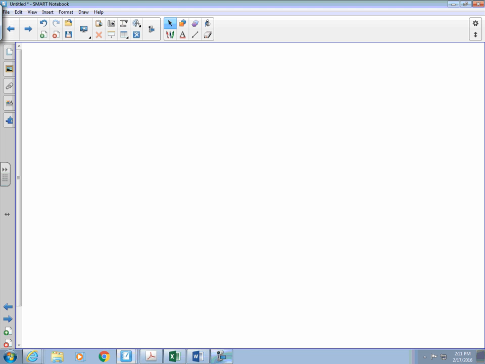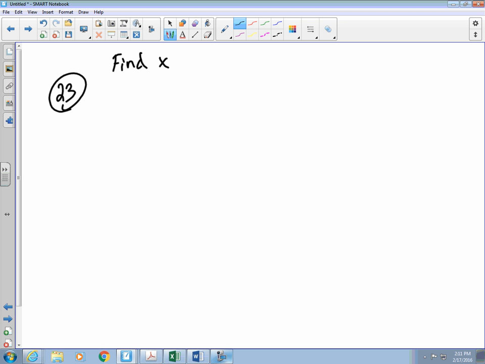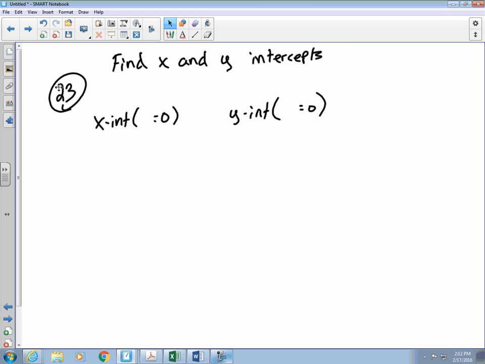Next topic is finding the x and y intercepts of a function. So with number 23 of your SLO, again, the instruction is find x and y intercepts. Now, the shortcut that I taught to you in class is to always substitute 0 in for the opposite variable. All right, so if I want to know the x-intercept, I'm substituting 0 in for y.